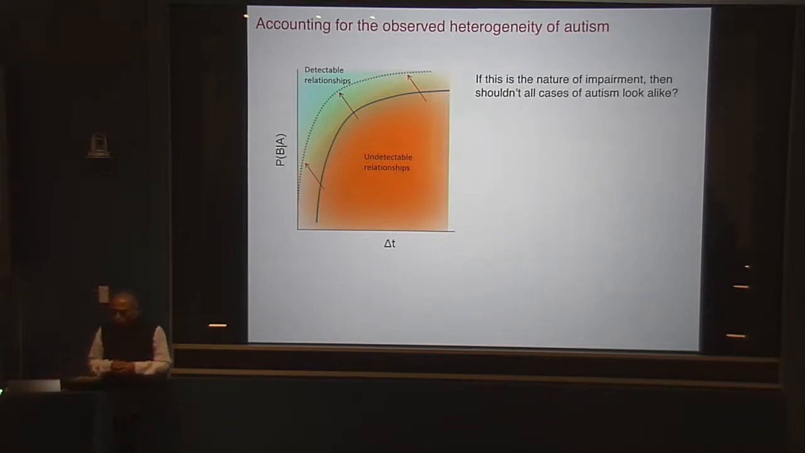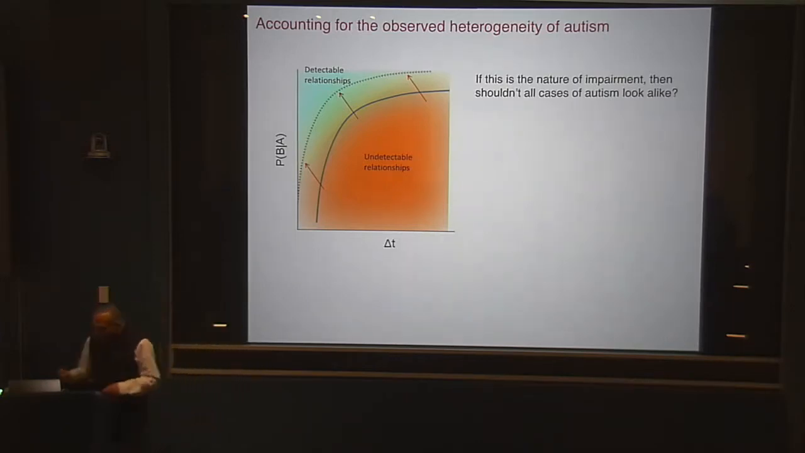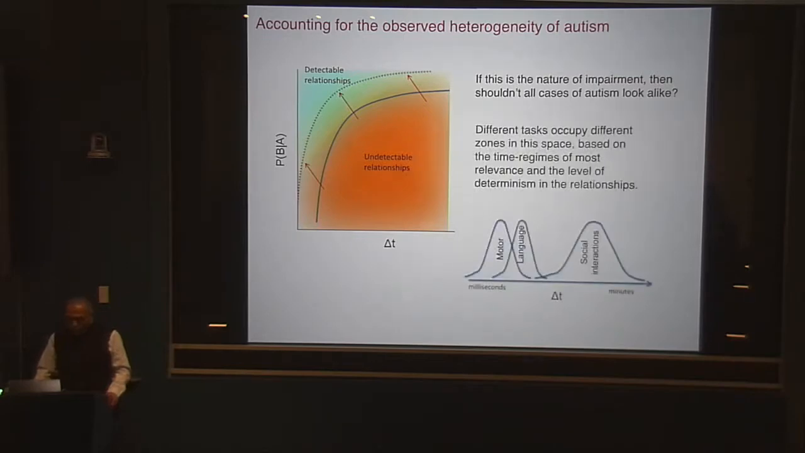One important point to note is the concern that if we are saying that all cases of autism, or most cases of autism, subscribe to this idea, then how do we account for the heterogeneity that's so well known about the condition? So one possible way to account for that is that different time regimes on the x-axis correspond to proficiency on different tasks. And depending on where in this time regime the shift happens, you can end up with very different manifestations of the challenge.